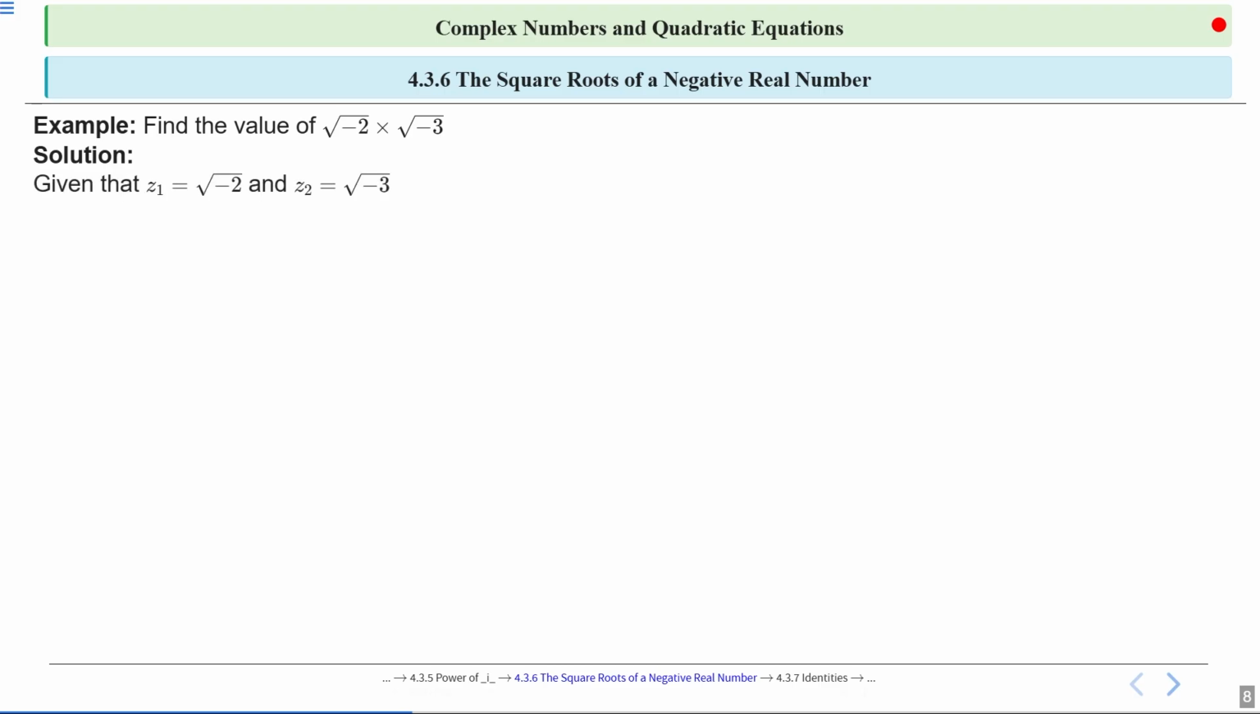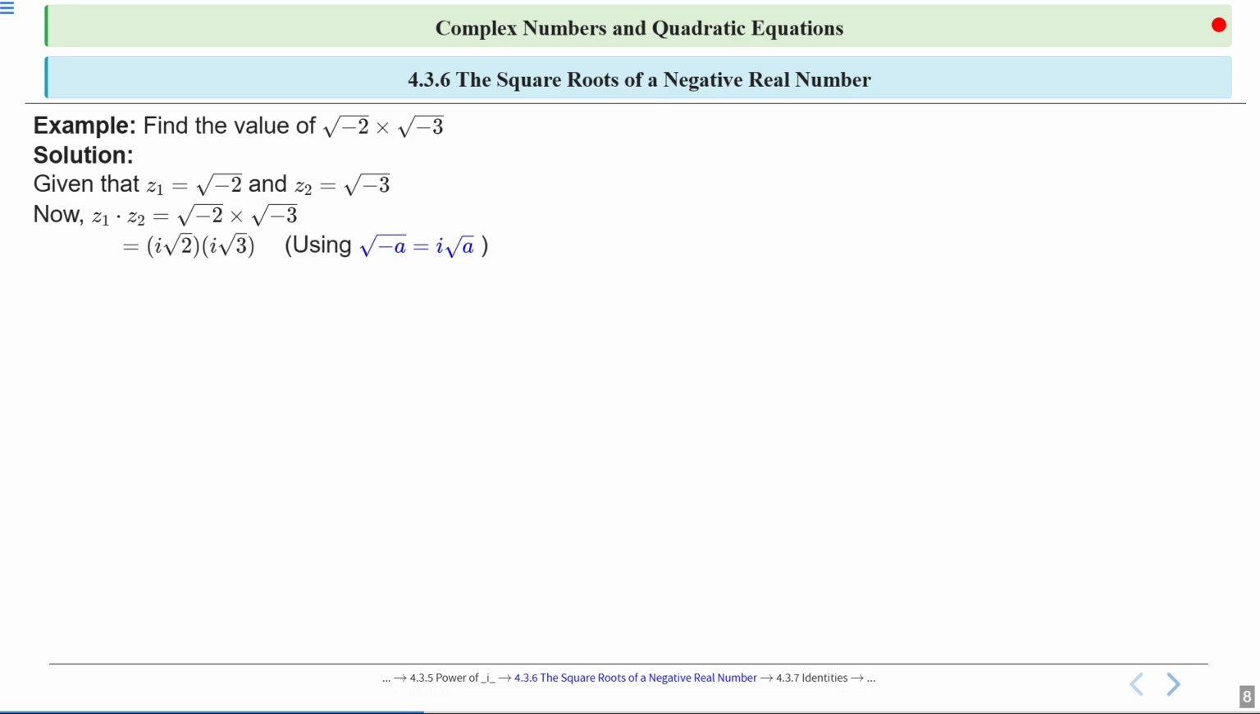So first, let's define our terms. Given that z1 equals square root of minus 2 and z2 equals square root of minus 3. So here z1 and z2 represent two separate complex numbers, each involving the square root of a negative number. Now let's write the multiplication explicitly. So z1 times z2 equals square root of minus 2 times square root of minus 3.